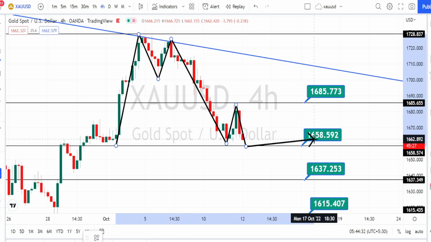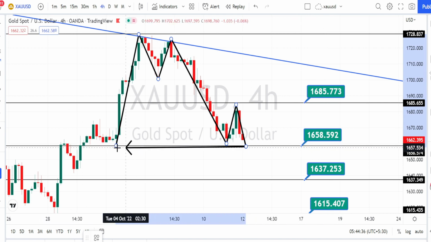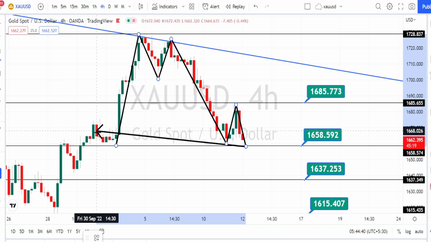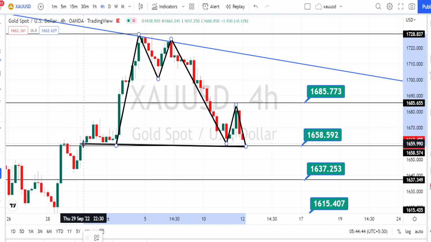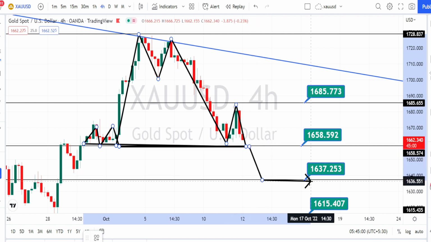And this level of 1658 is going to be acting as a very strong support, because in the past price action we have noticed the price to consolidate or trade on a sideways price action at this level. So once the price action breaks this support level, we can expect a very steep fall in 4 hours time frame also. And next level of support from the daily time frame is going to be around 1637.